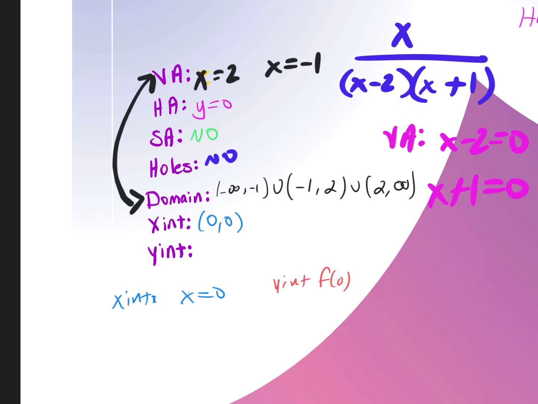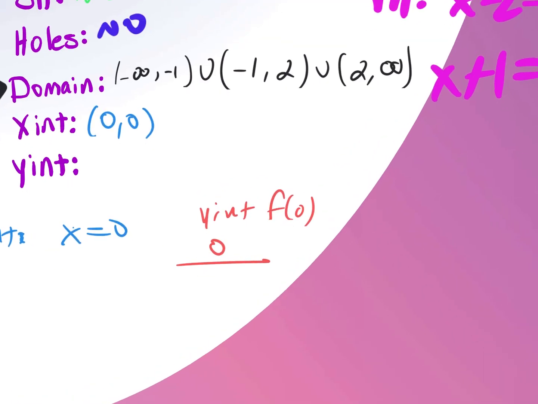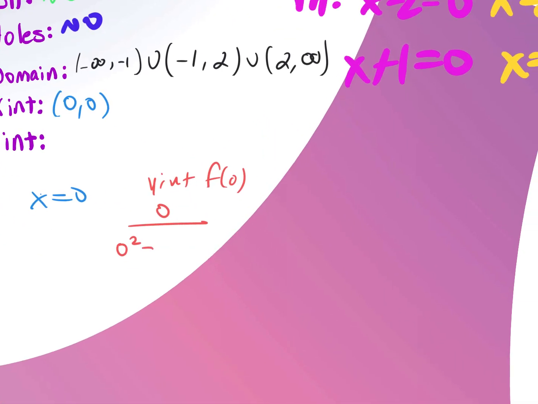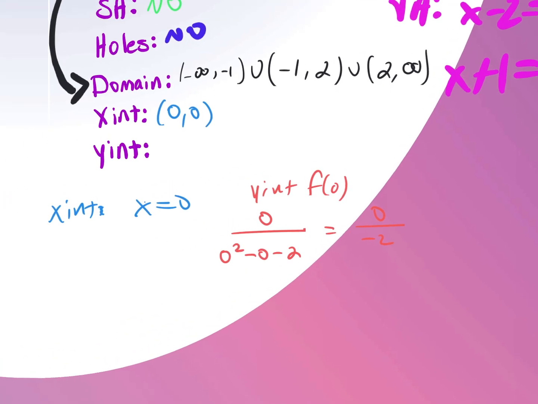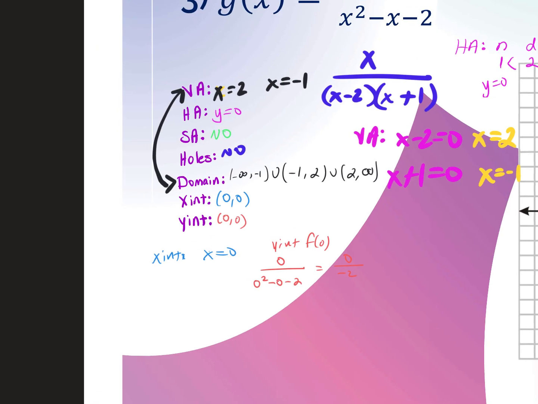F of 0. So I'm going to take this function. So I have 0 over... Don't tell me, oh, I already know it's 0. Show me. 0 squared minus 0 minus 2. So when I simplify this, I get 0 over negative 2, which is what? Not undefined, it's 0. So my intercept here is at 0, 0. 0 on the top gives me 0. 0 on the bottom gives me undefined.